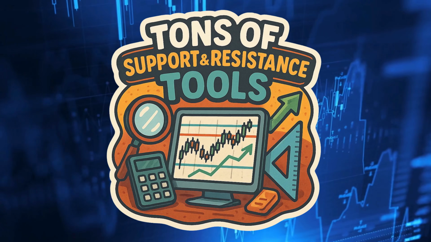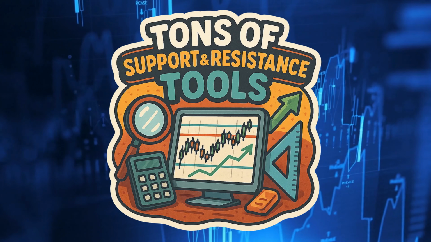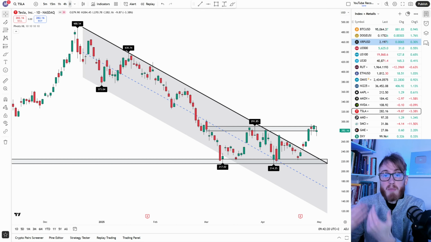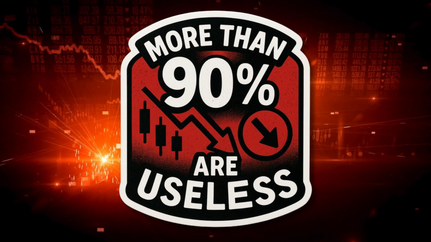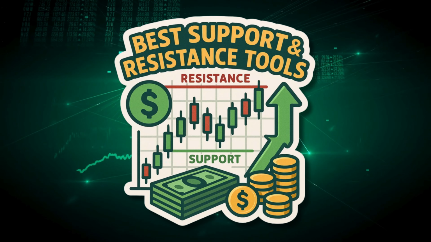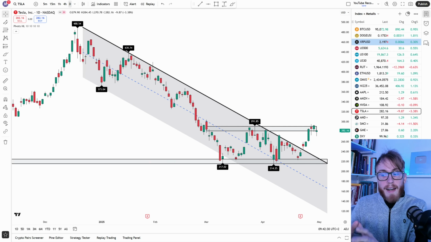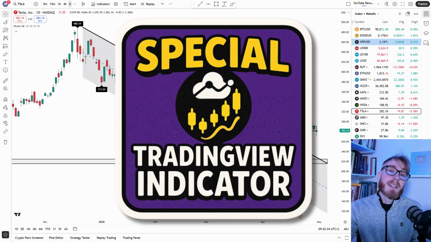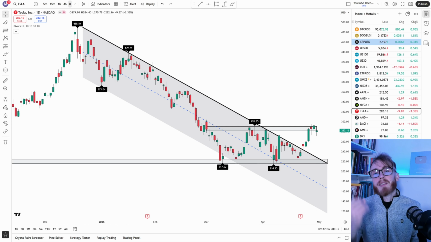TradingView has tons of different support and resistance tools, but I would say that most of them, maybe more than 90%, are actually not that useful. In today's video, I will reveal my best support and resistance tools, and I will also share with you guys a special indicator that has been in my personal toolkit for quite a while now.